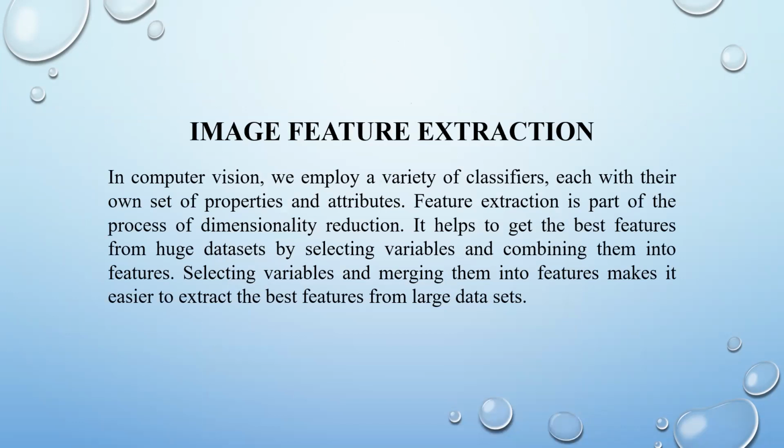Image feature extraction. In computer vision, we employ a variety of classifiers, each with their own set of properties and attributes. Feature extraction is part of the process of dimensionality reduction. It helps to get the best features from a huge data set by selecting variables and combining them into features. Selecting variables and merging them into features makes it easier to extract the best features from a large data set.